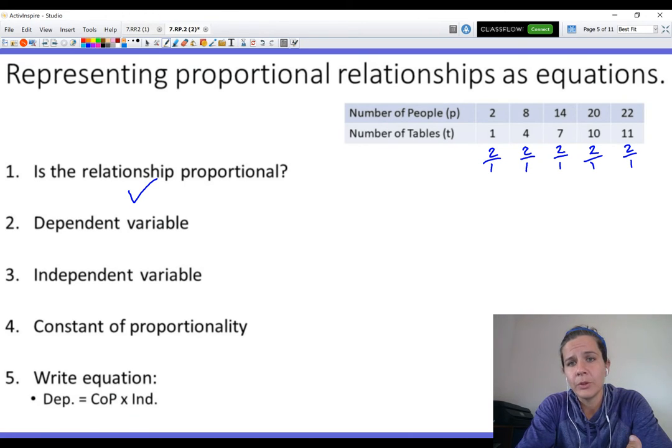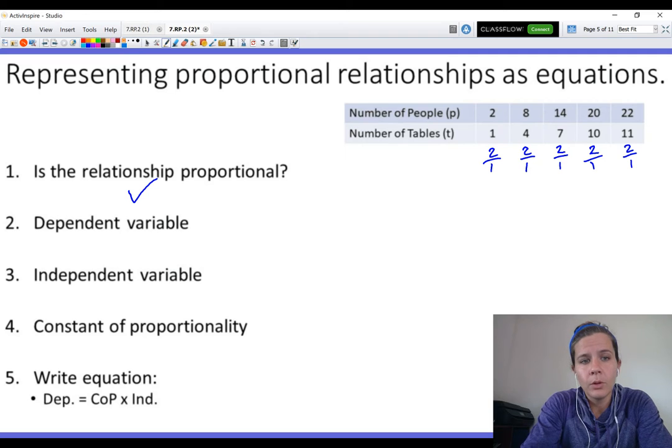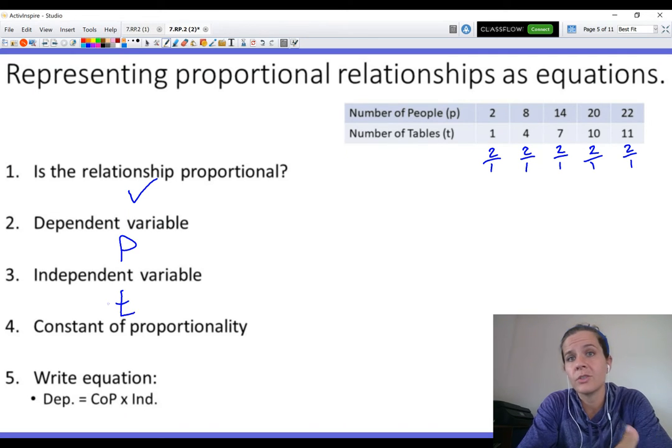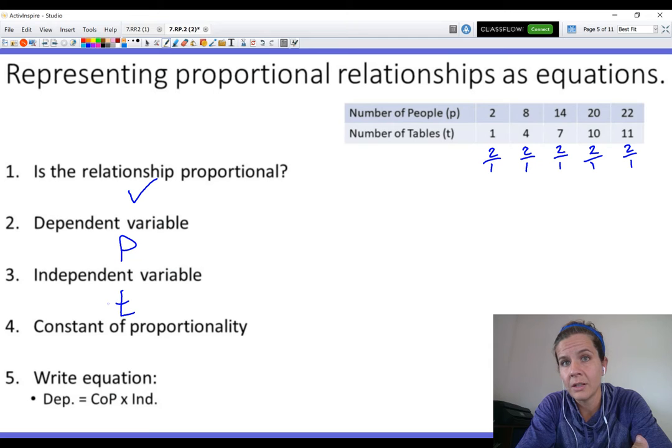In this example, let's see what the dependent variable is. Well, let's say this is at a restaurant. The number of people that can eat at the restaurant at any one time depends on the number of tables. So people depends on the number of tables there are, and the restaurant can have any number of tables in there as long as it fits in the restaurant, but they can have different numbers of tables in the restaurant or tables that they're seating people at.